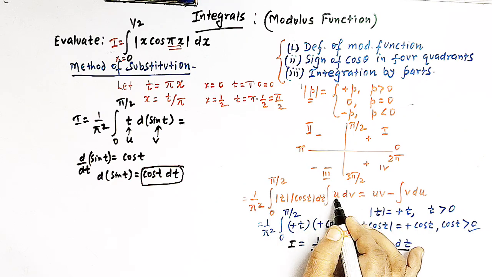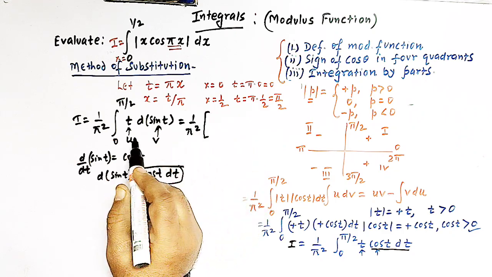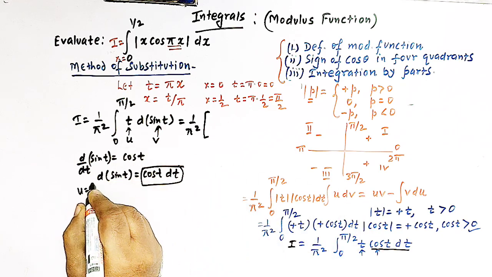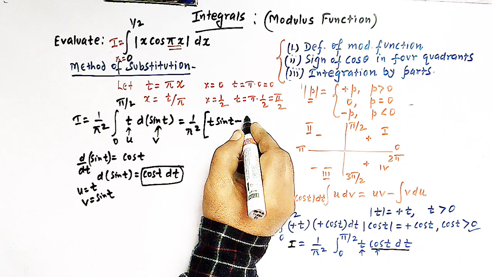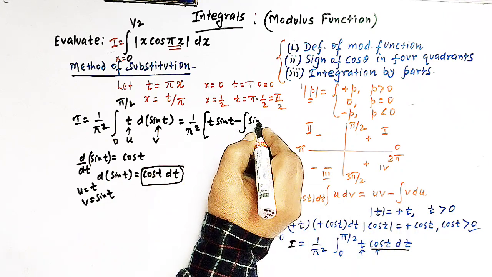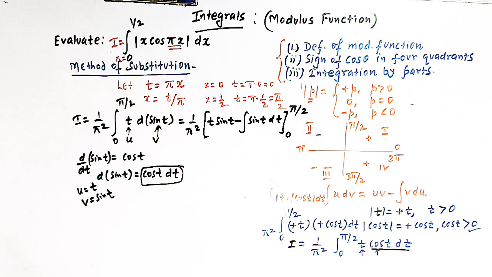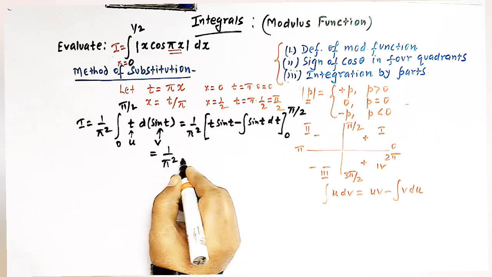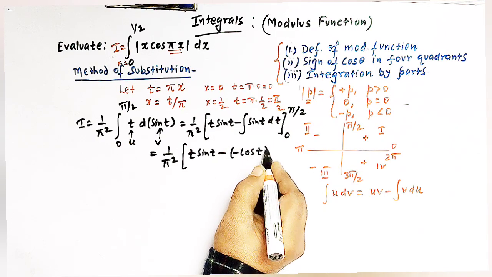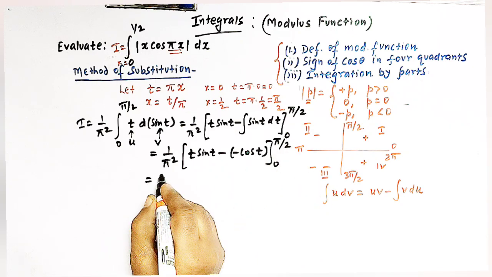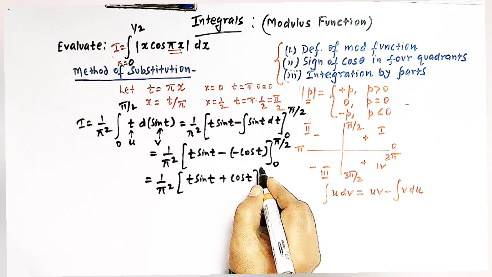So now we can take this function as u and this function as v. Using integral u dv is equal to uv minus integral v du, we can now write 1 over pi square, and then we have u times v. So u is t and v is sine t, so we have t sine t, and then we have the integral v du, where v is sine t and du is dt, and the limits of integration are from 0 to pi by 2. So we can now write 1 over pi square, then t sine t minus the integral of sine t, which is minus cos of t, with limits from 0 to pi by 2. So we have 1 over pi square, and then t sine t plus cosine t, and limits are from 0 to pi by 2.